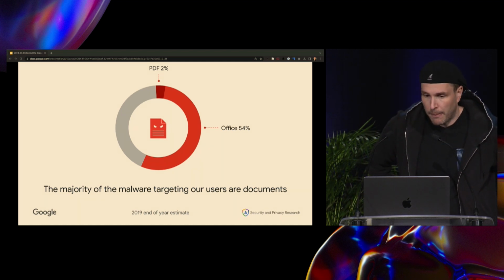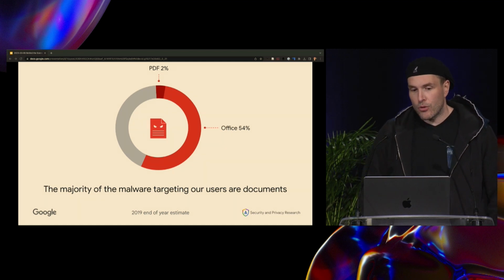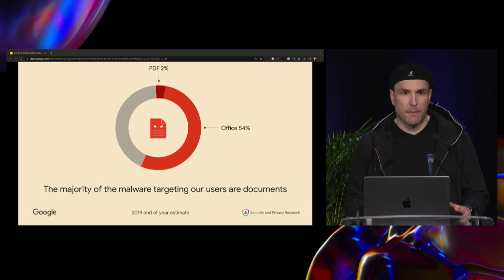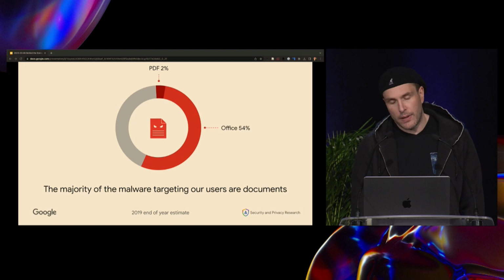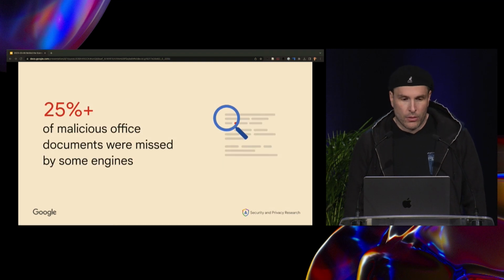When we look at what was happening in 2019, we realized that the majority of malware targeting our users were Office documents and PDFs at the time, and that was going to be important, just represented a small portion of it.